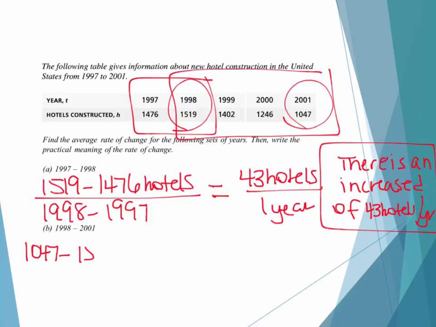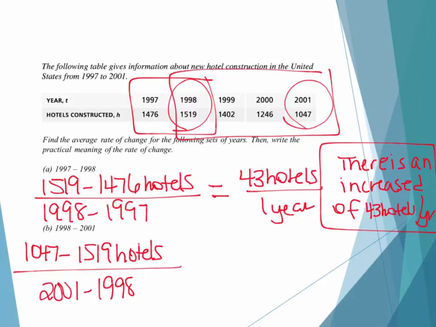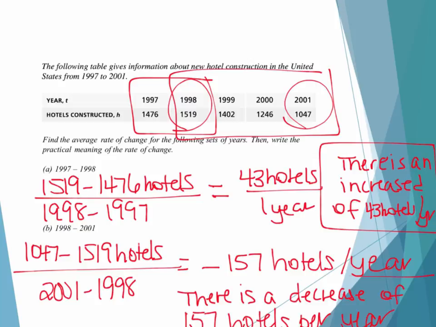1047 minus 1519 hotels divided by 2001 minus 1998. So that gives us a negative 157 hotels per year. So there's a decrease of 157 hotels per year.